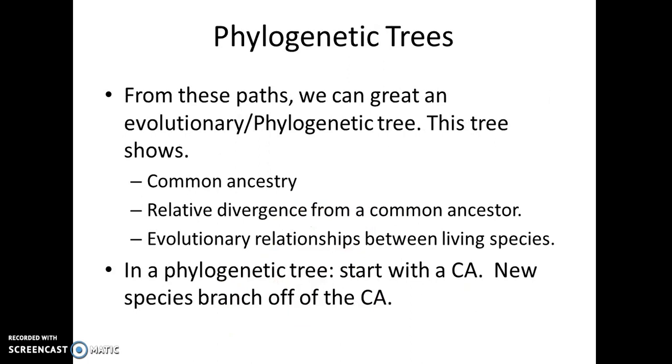A phylogenetic tree, what is that? Well, from the paths that we just discussed, we can create an evolutionary or phylogenetic tree. That's create, not crate. This tree shows us common ancestry, relative divergence from a common ancestor, and the evolutionary relationships between living species. In a phylogenetic tree, you start off with a common ancestor, and new species branch off from that common ancestor.